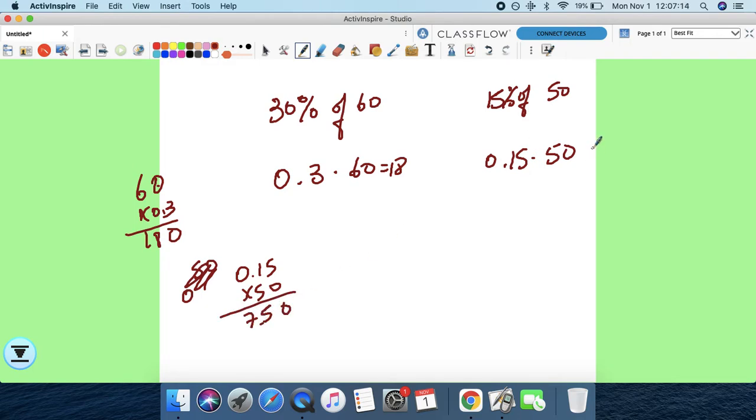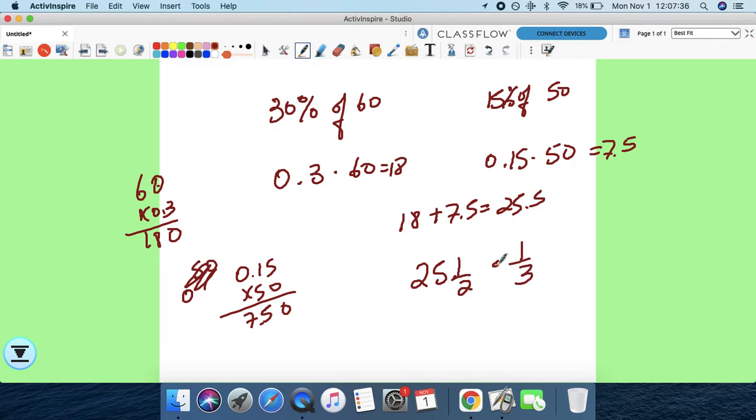Which is 750. And what did they say they want? They multiplied their sum by 1/3. So 18 and 27. 18 plus 7.5 equals 25.5, and then we multiply that by 1/3. So 25.5, which I'm going to write as 25.5 times 1/3.